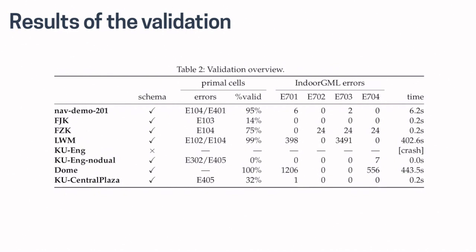I ran all the 8 files through Valtridity, and here's an overview of the validation report. First thing to notice is that one file, KUang, had an invalid schema, which meant that at the end the software basically crashed. Another thing to notice is that none of the 7 other files are 100% valid. So if you look only at the primal cells, only at the geometry, then basically only one file, the DOM, has all its nearly 2,000 rooms that are valid GML solids. But some of the files have only 14% and one file has 0%. The good news is that many of the errors are very simple errors, for example, duplicated points.